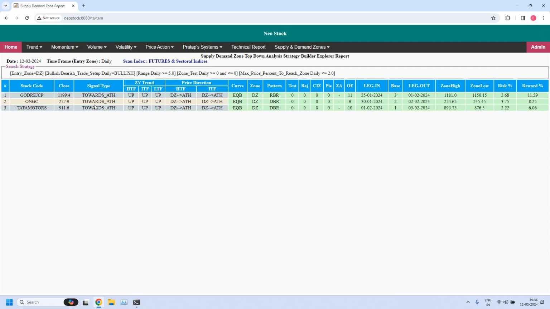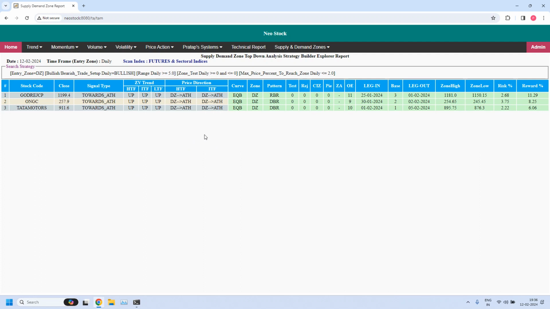Currently see the price direction of all these stocks on the daily time frame. They are all moving towards all-time high. If you want to get an entry, maybe tomorrow one of these stocks should change direction and come back to the demand zone, we get an entry, and again there should be a push from the demand zone. Why should there be a push? Because the zones are fresh zones. Mostly the pending orders will push the price up.